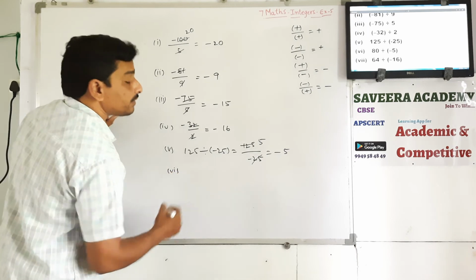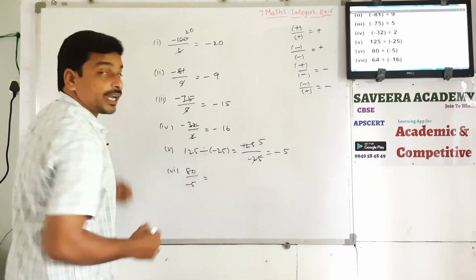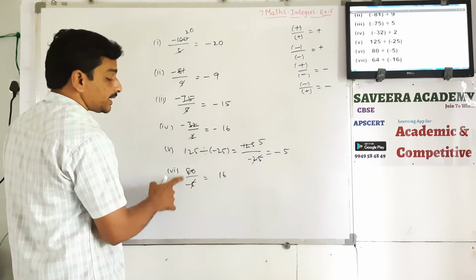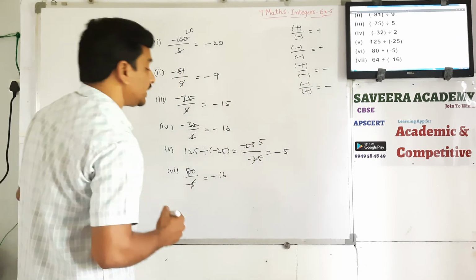Now let us see the sixth one. 80 divided by minus 5. Here 5 goes 16 times. Plus by minus is equal to minus. So minus 16 is the answer.